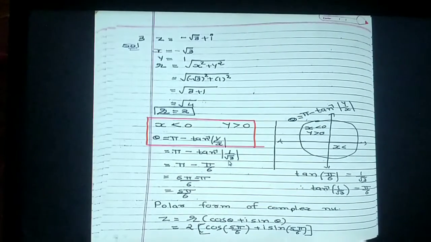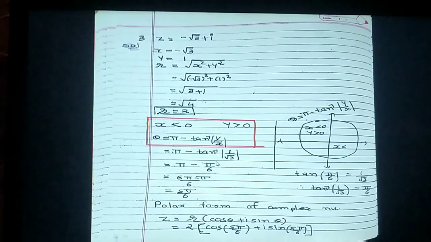Here modulus is there, so we don't take the minus sign. It is 1 upon root 3. Now tan inverse 1 upon root 3 is pi by 6. So now pi minus pi by 6 is 6 pi minus pi by 6, so it is 5 pi by 6. Theta is 5 pi by 6 and r is equal to 2.